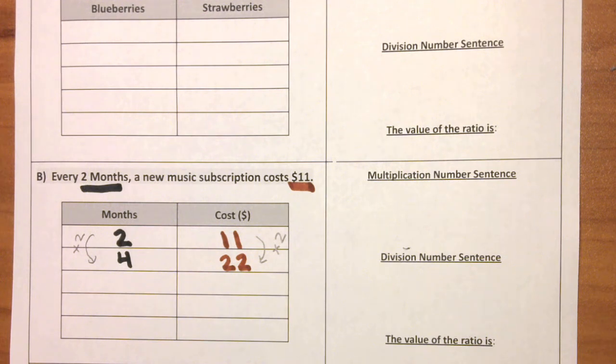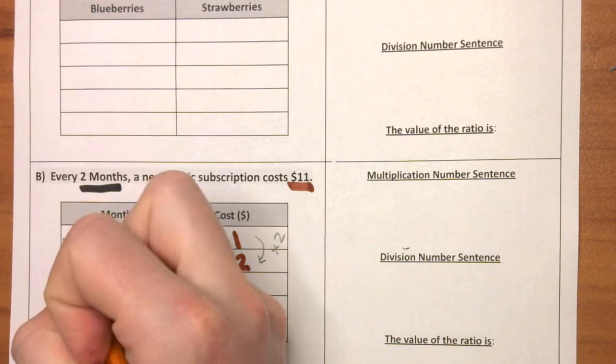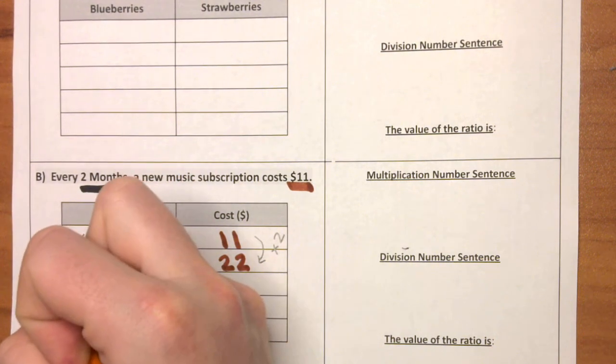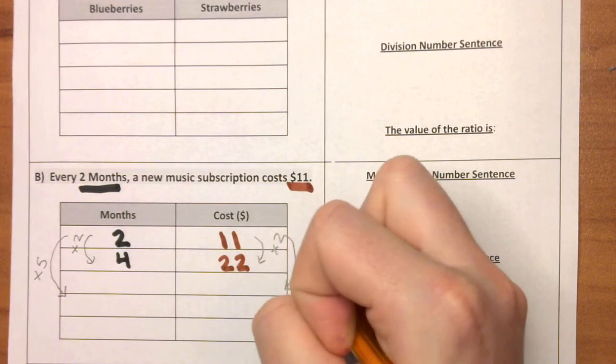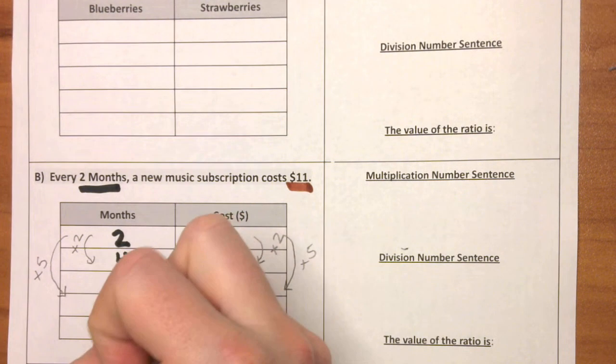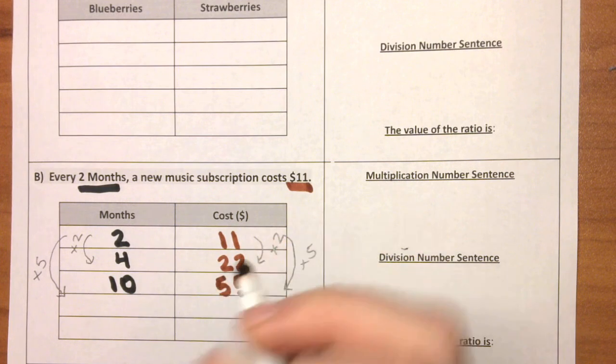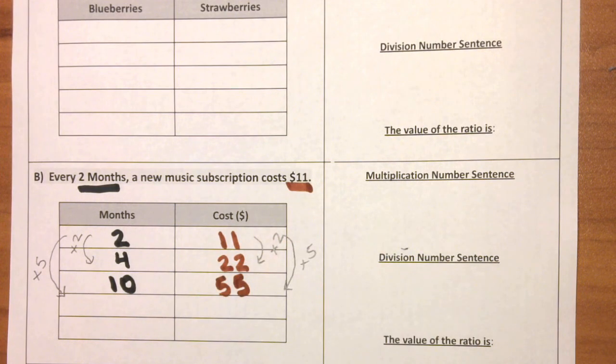Then we can take our original ratio and multiply it times 3, times 4, times 5, times whatever numbers you want, as long as you do the same thing on both sides. So let's go ahead. I'm going to do 2 times 5 and 11 times 5. 2 times 5 is 10. 11 times 5 is 55. Those are also equivalent ratios because we multiplied both sides by the same number. I want you to fill in the last 2 rows with equivalent ratios on your own.